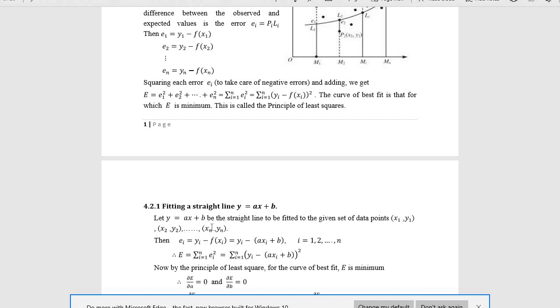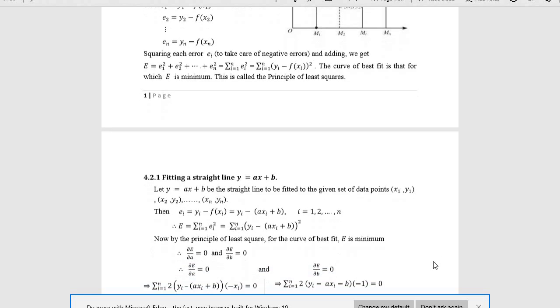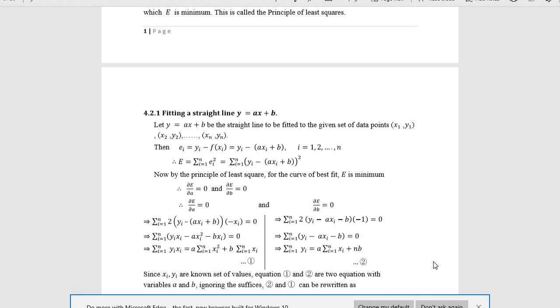Then the number of data points are n, and the sum of the squares of the errors is capital E, which is the sum of yi minus (axi plus b) whole square. That must be minimized. So what is the minimum principle? The first order partial derivatives with respect to the parameters a, b must be equal to 0.